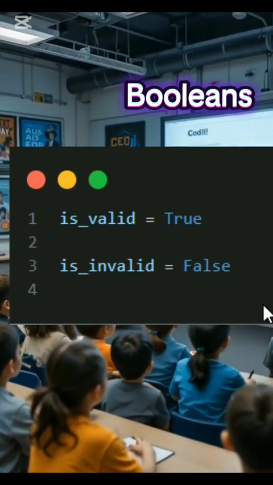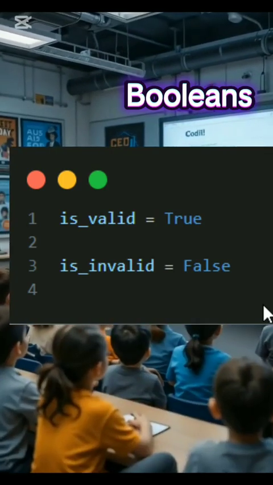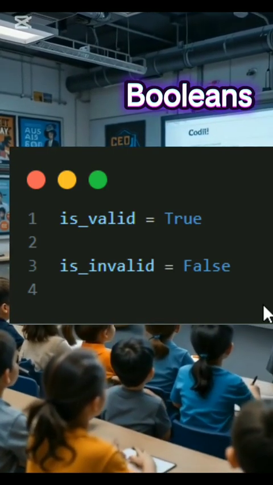For example, you might have a variable is_varied, which is equal to true. And true is the boolean value.